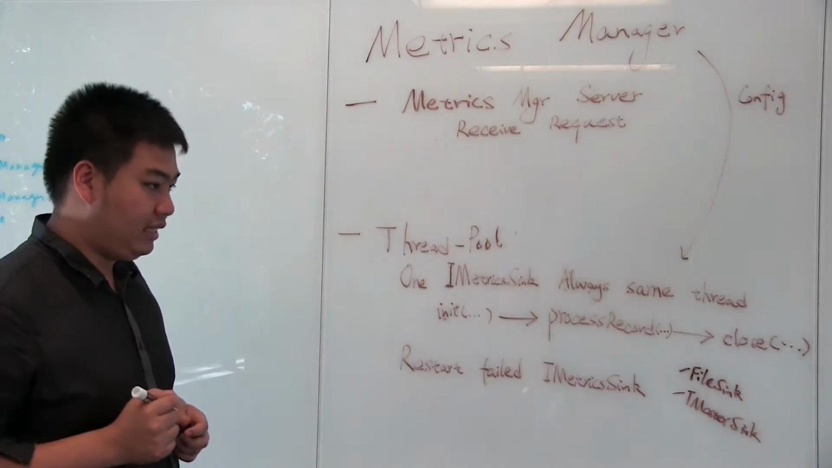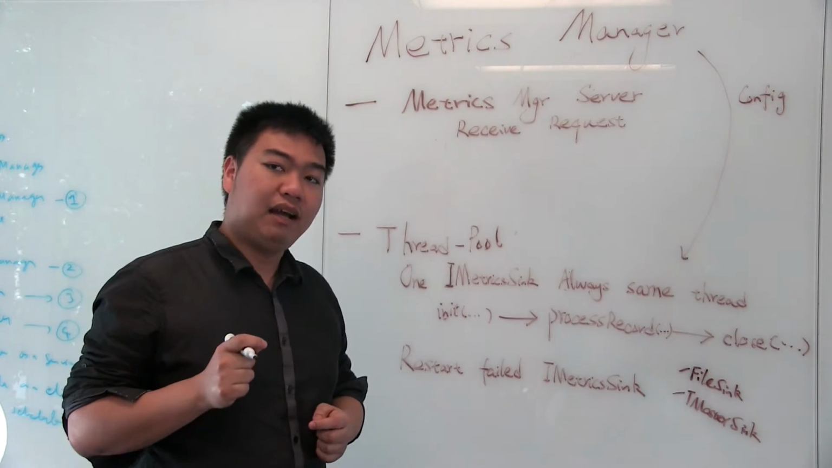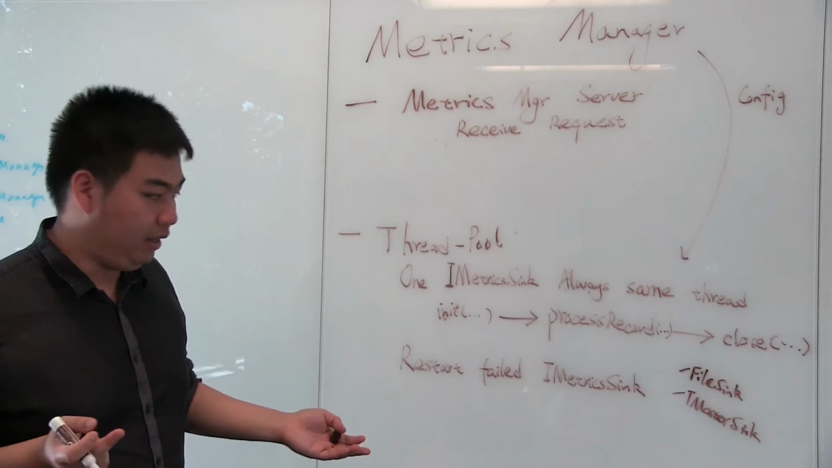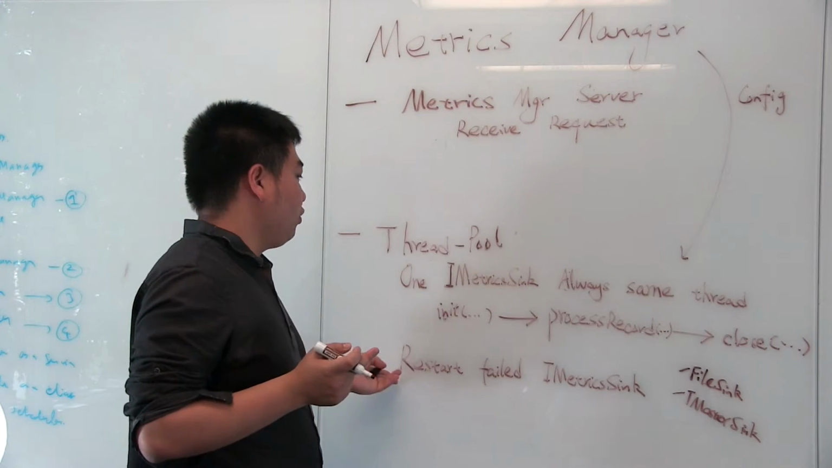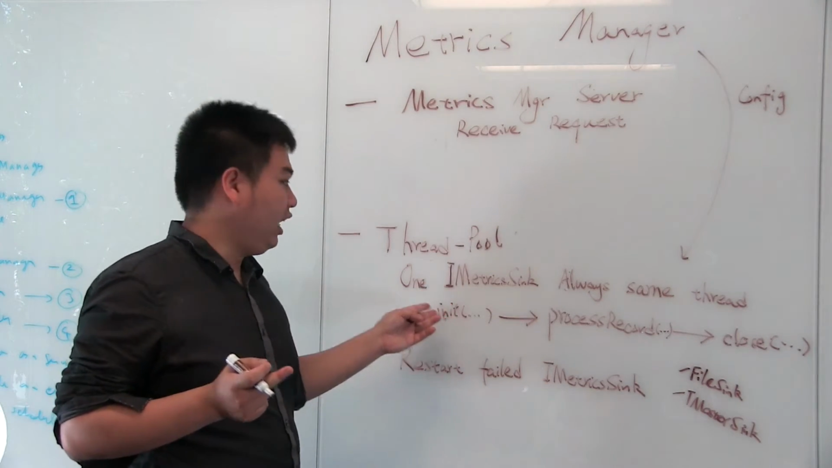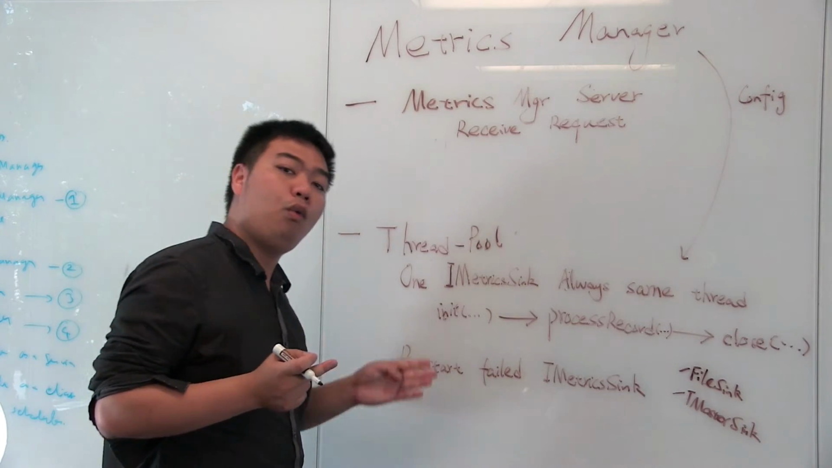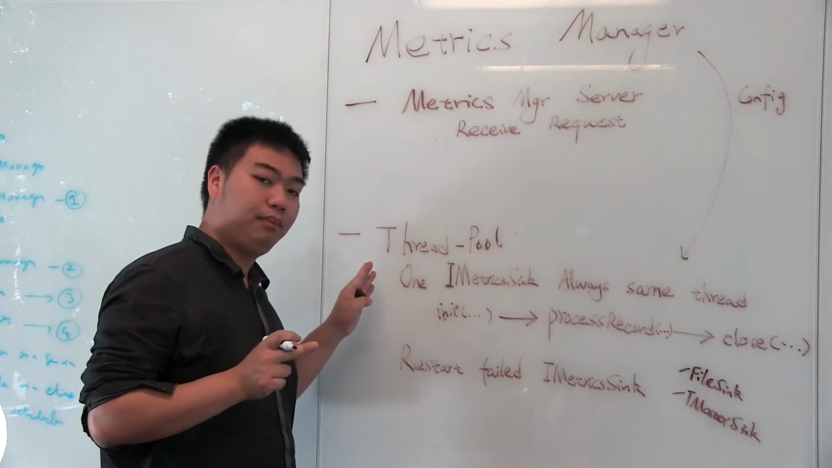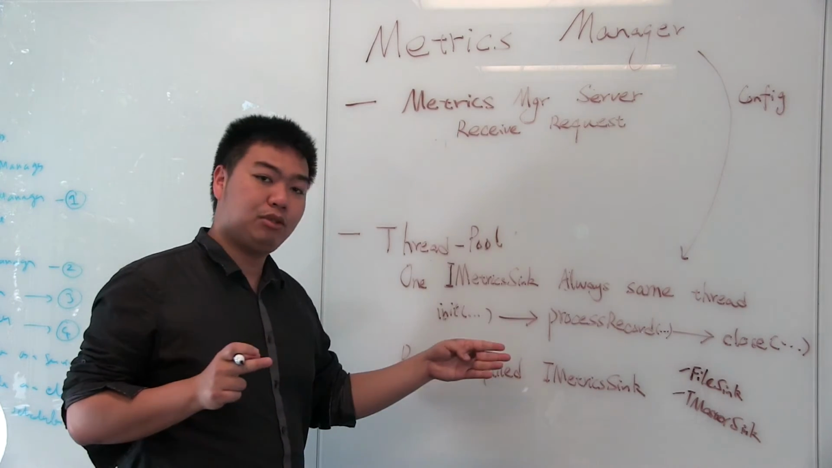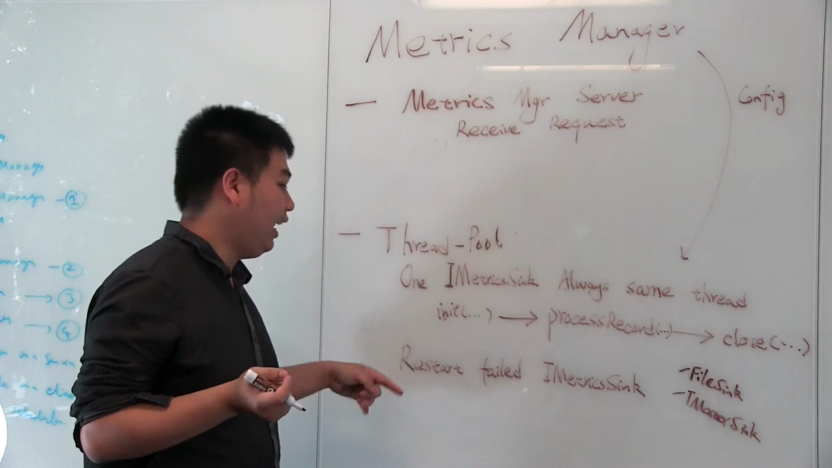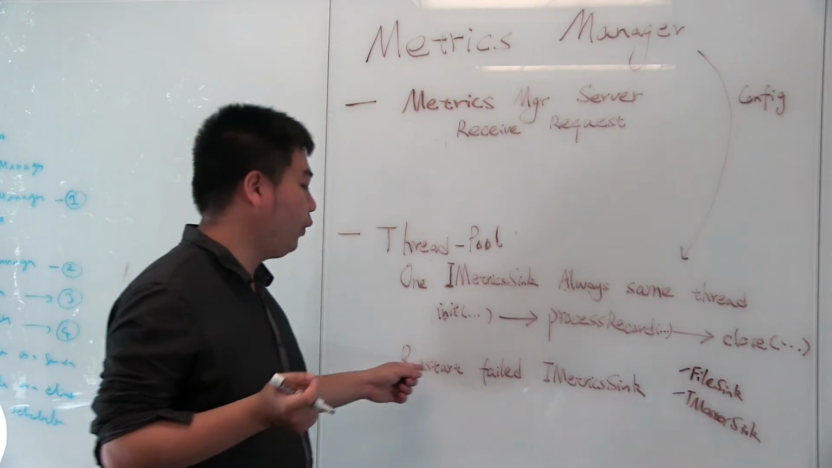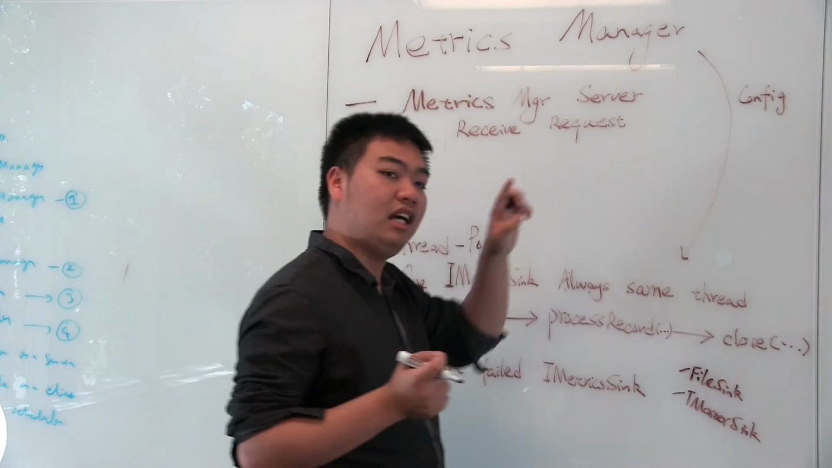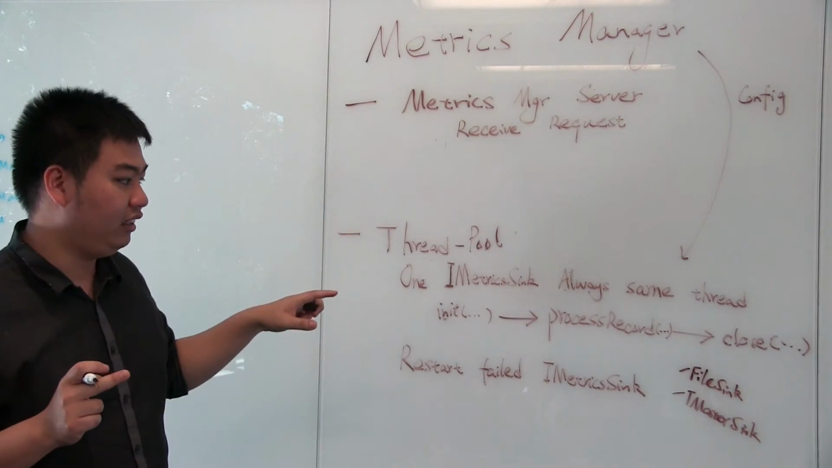Also, one problem is, what will happen when there are uncaught exceptions in the IMetricsSink? Remember, we stored the IMetricsSink in the thread pool, so we register an uncaught exception handler for that thread pool. When the exception happens, we catch it, and then we try to restore the failed IMetricsSink according to the config. There's a config value specifying that.